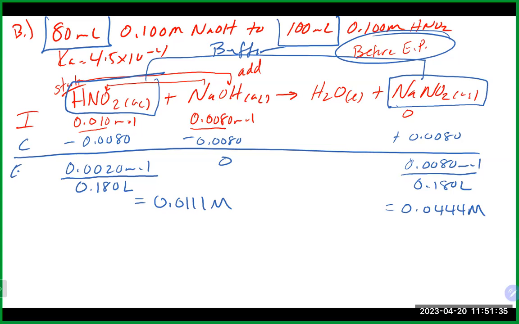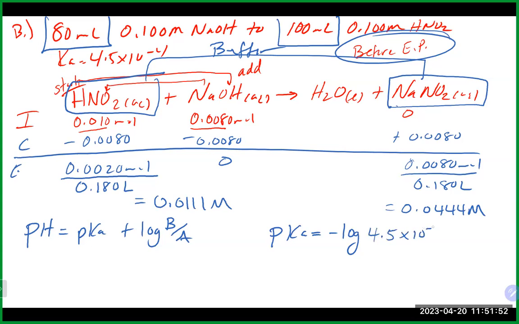Because it is a buffer, we could go into the Henderson-Hasselbalch equation, might be the easiest. So pH is equal to pKa plus the log of the base over the acid. We need the pKa value, minus the log of the Ka, which is 4.5 times 10 to the minus 4, minus the log of 4.5 times 10 to the minus 4. That's going to give us a pKa value of 3.35.